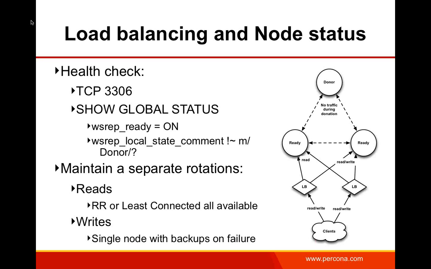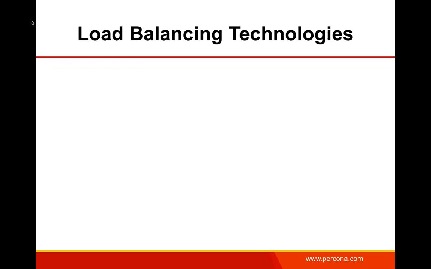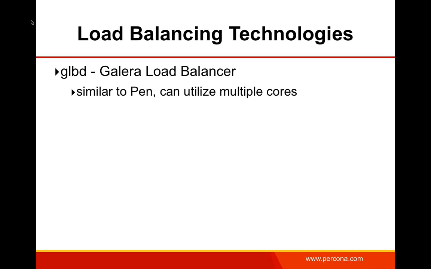So it doesn't matter which node, as long as there's a single node for our best practices. What technologies work well with this? Well, there is GLBD, which is the Galera Load Balancer. The Galera guys actually put it out, the Codership guys. This is similar to Pen. It can utilize multiple cores if you're familiar with that. But as far as I'm aware, it doesn't do any advanced health checking. It just does a pretty standard TCP 3306 port check.